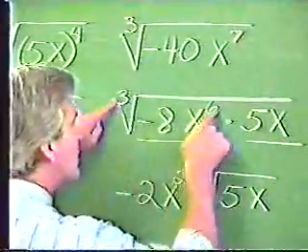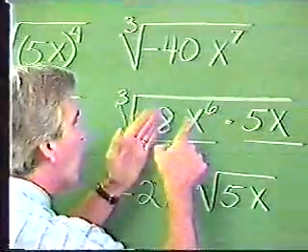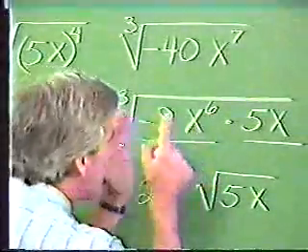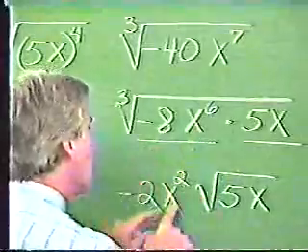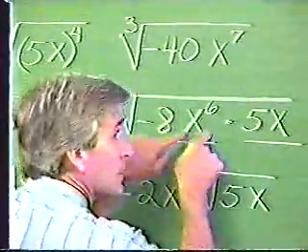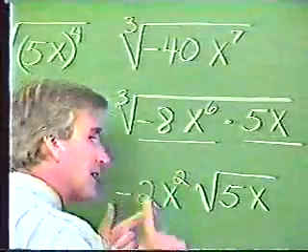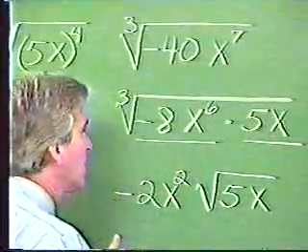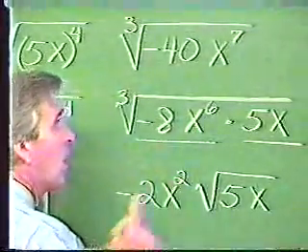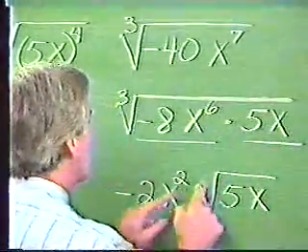The cube root of x to the 6th, that is, what factor times itself gives x to the 6th? Well, times itself uses a factor 3 times. It would be x squared, because x squared times x squared times x squared gives x to the 6th. All right, and then 5x remains under the radical.